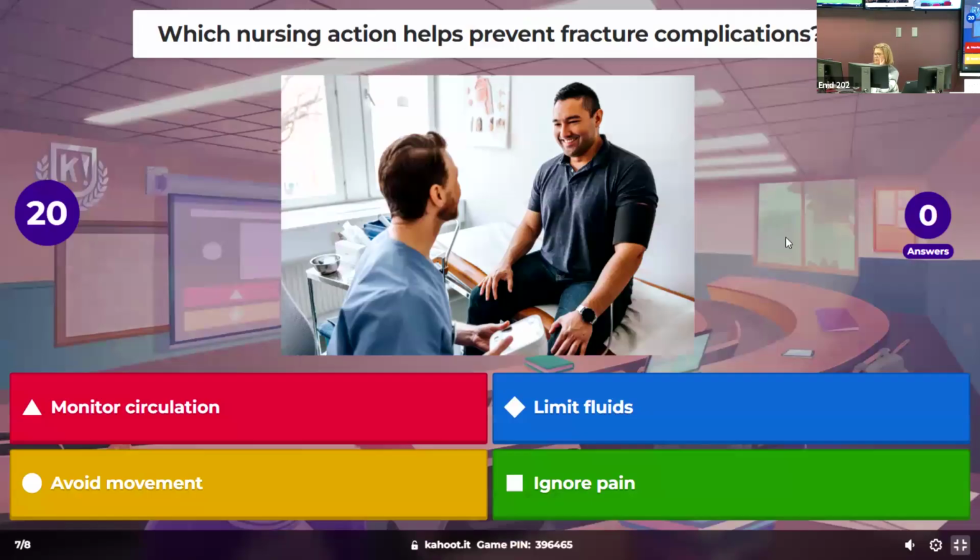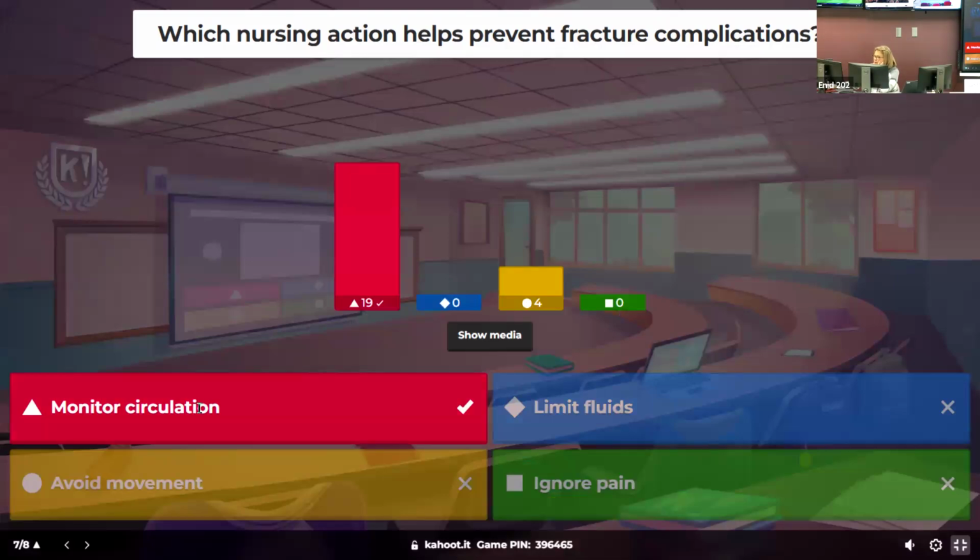How do you prevent fracture complications? Yes, monitor circulation. You don't want to avoid movement because you want that to heal. If you don't move, you're going to freeze that joint up and it won't work. Plus the complications that come along after surgery from a fracture, you've got to keep moving. So you're going to want to monitor circulation, talked about.